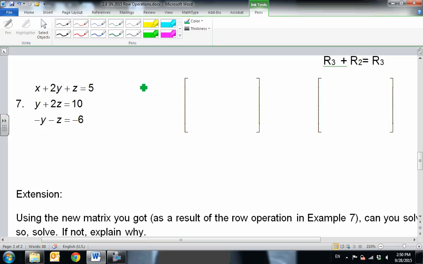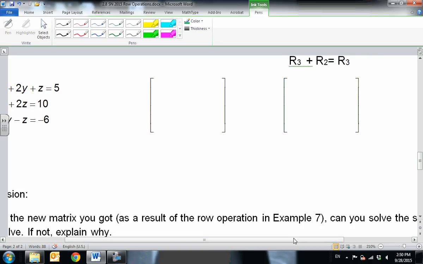All right, so let's read what we got. Go ahead and give your answer. Let's start with the top row. What's the top row going to be? 1, 2, 1, 5. Good. 1, 2, 1, 5. Second row. Great. Third row. Great.